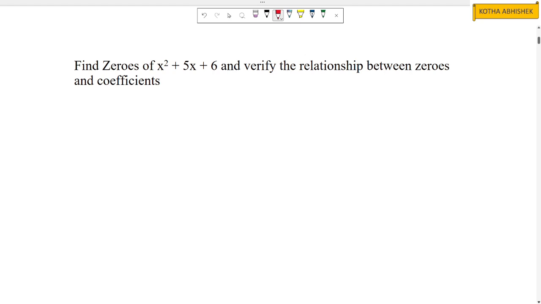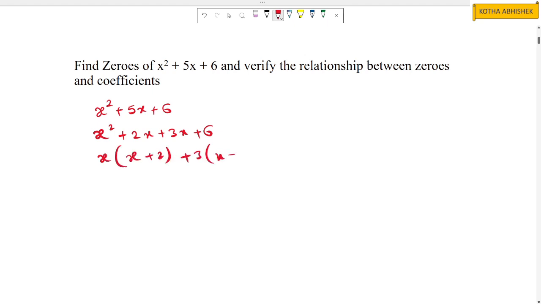Next question is, find zeros of the polynomial x square plus 5x plus 6 and verify the relationship between zeros and coefficients. So first let us try to find out the zeros of the given polynomial. I am going with splitting the middle term into two terms: x square, 5x I am writing as 2x and 3x, plus 6 as it is. From the first two terms taking x common, so remains x plus 2, then plus 3 common, x plus 2. Always make sure that in the bracket the same will come. So x plus 3 times x plus 2. Then the x values will be minus 3 and minus 2.